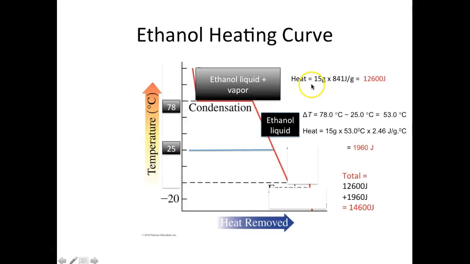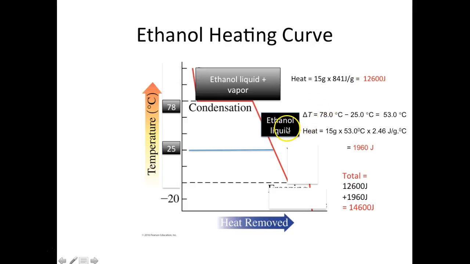So you use 15 grams and multiply it by 841, the heat of vaporization for ethanol, and you get, now I think it was 15.0, so the joules is in 3 sig figs. So you get 12,600 joules, 3 sig figs.